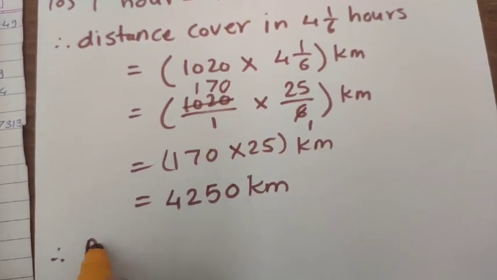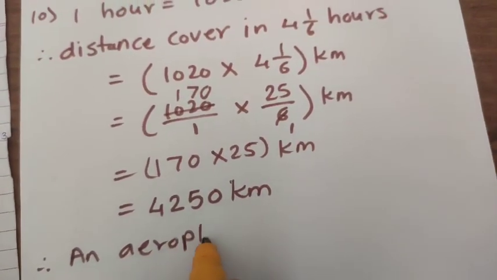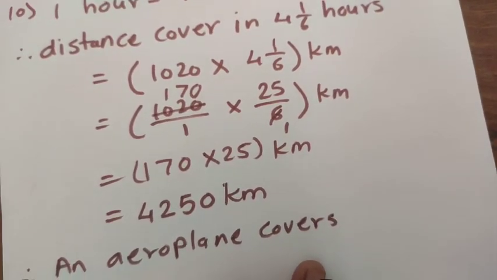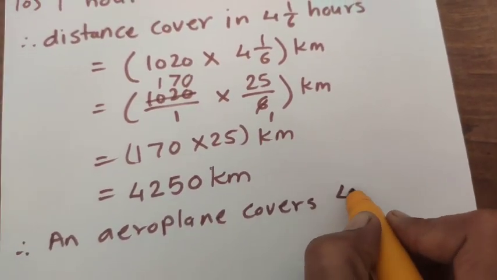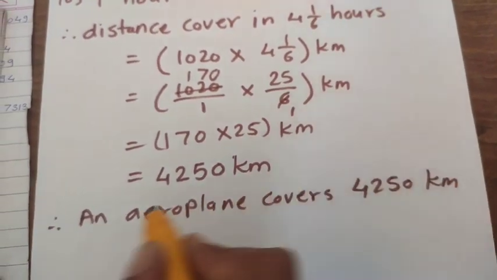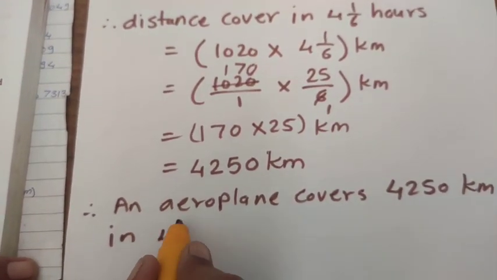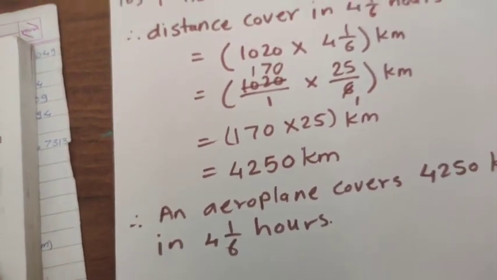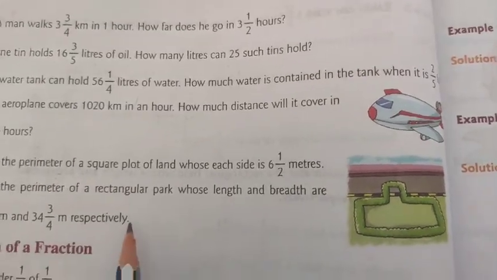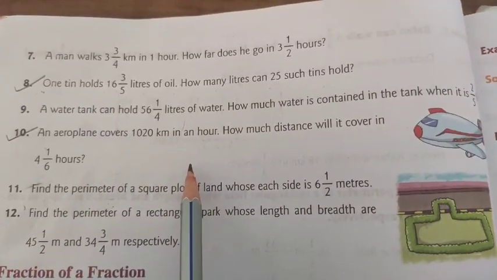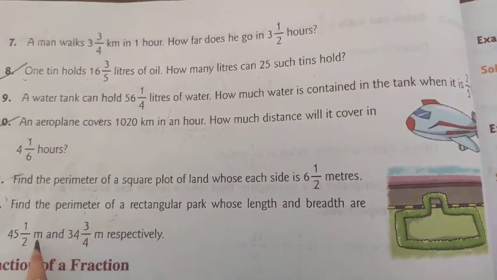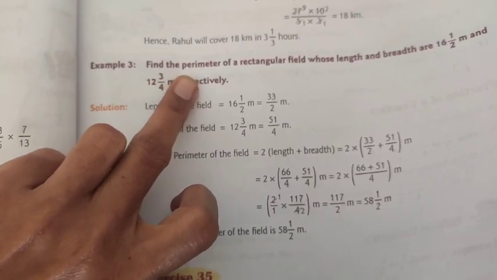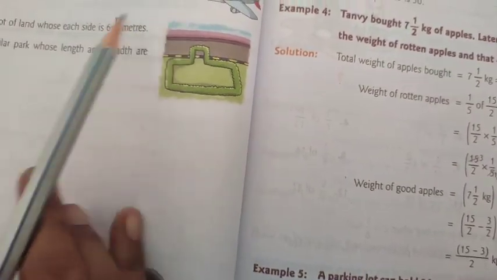Therefore, an aeroplane covers 4,250 kilometers in 4 integer 1 by 6 hours. Okay. Now the remaining questions from this exercise, solve properly. See, this 12th question is the same as the solved example given above. Example 3 and example 12 are the same only. Use the same method for that.